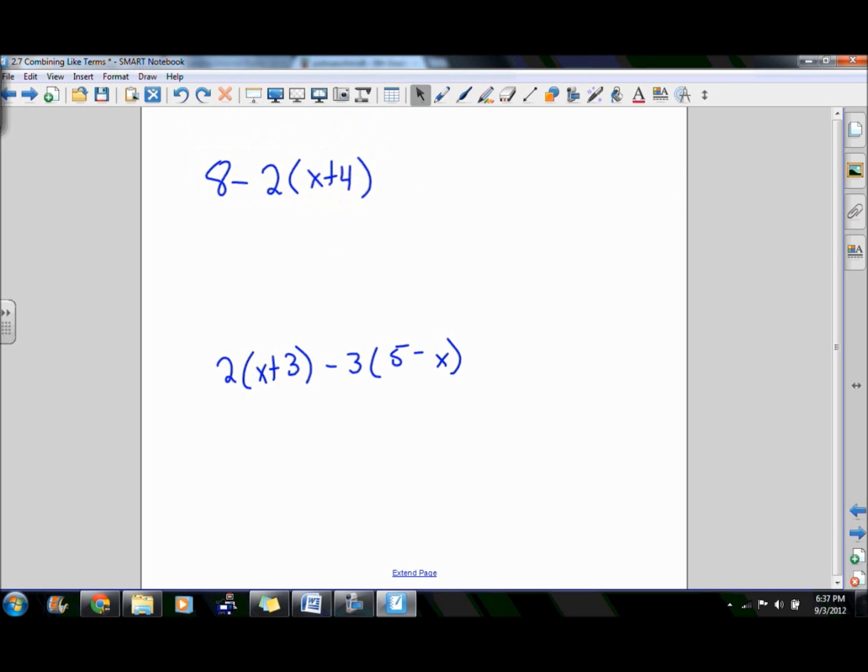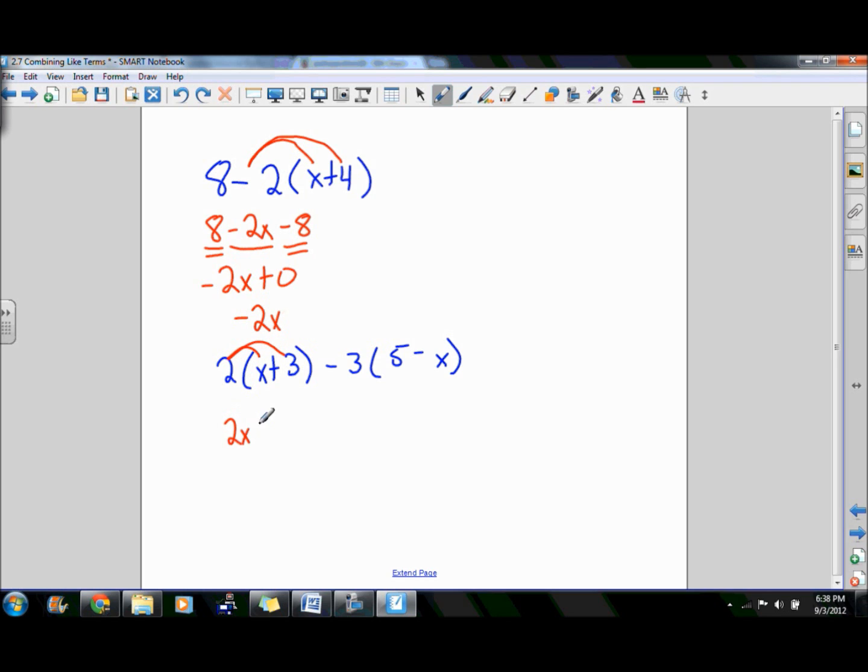All right. We need to distribute the negative 2 here. I'm going to bring the 8 down first. I'm going to distribute the negative 2. So I should get negative 2x minus 8. That's going to combine with nothing. 8's going to combine with negative 8 to be plus 0, or just negative 2x. Either way is fine.